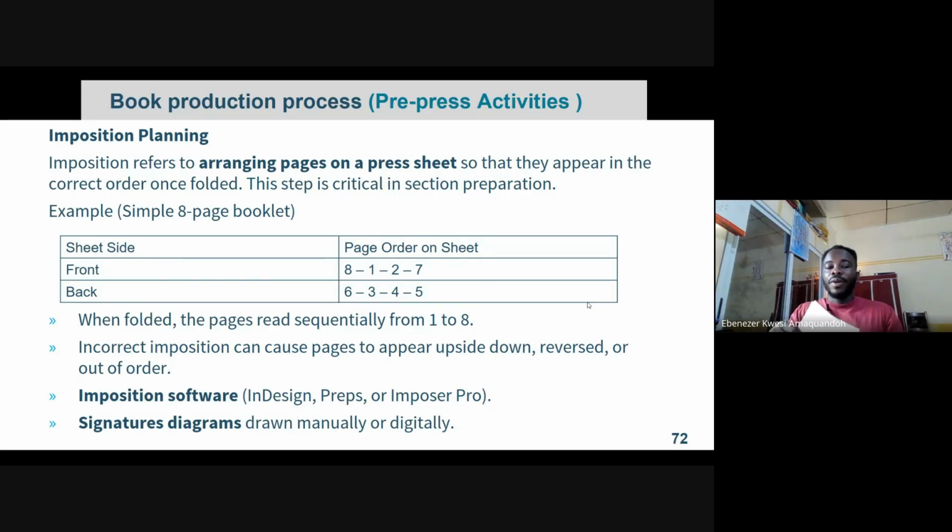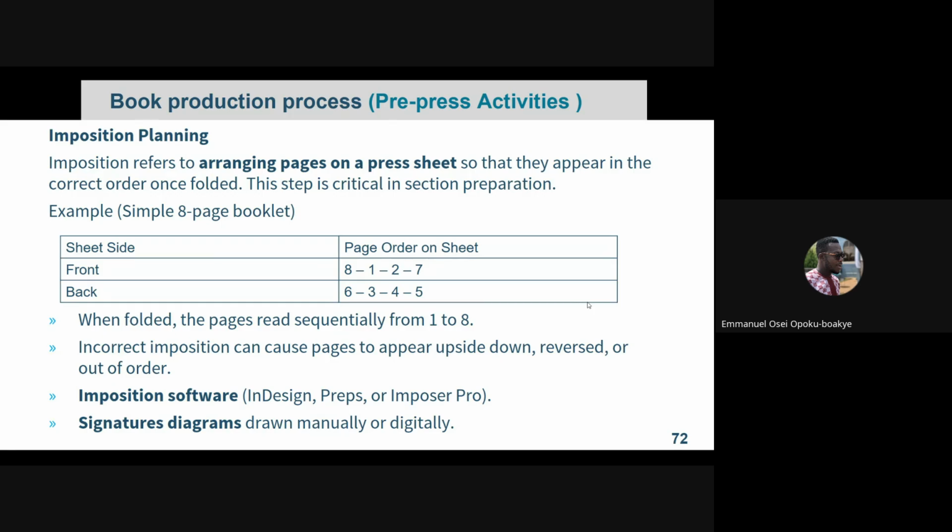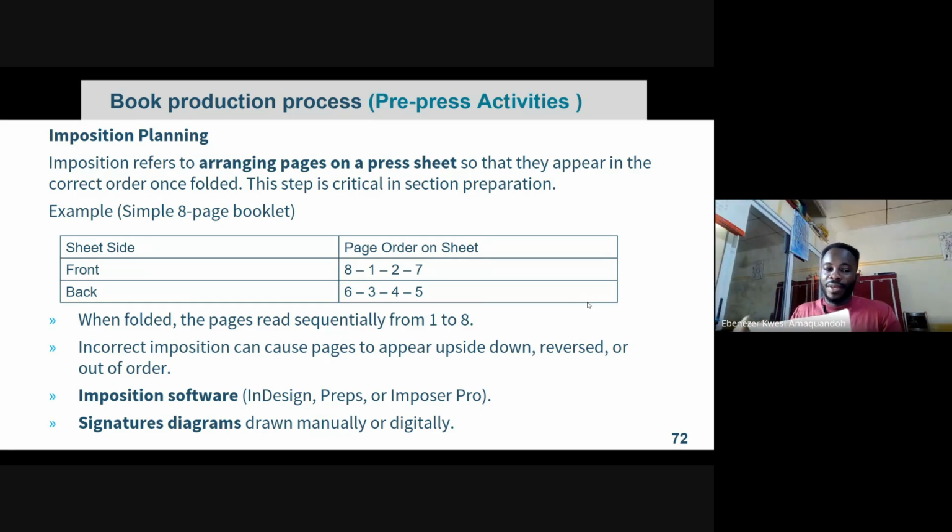Now, obviously when you take a page in a book, the right side or the front is the recto, and the left side, the back side, is the verso. Now, we are going with the imposition plan. Imposition plan refers to the arrangement of pages on a press sheet so that they appear in the correct order once folded, right? So we are at the imposition stage.